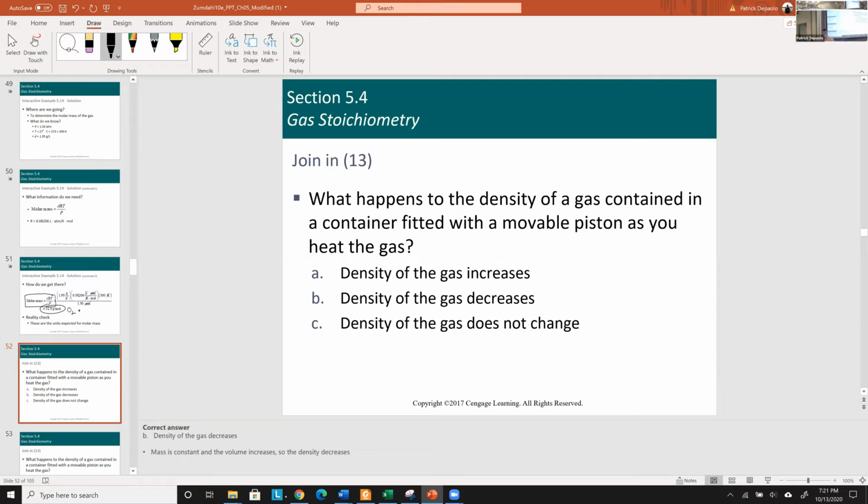Does the grams per liter of the gas stay the same, increase, or decrease? So the temperature is going to be heated.